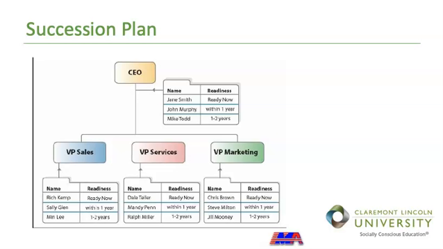The second person is ready within 1 year. So if the first person can't step up, the second person may be ready. And if not, then we know how long we have until that person is ready. And then the third position is usually something we look at 1 to 2 years out. So again, ready now, ready within 1 year, and ready in 1 to 2 years.